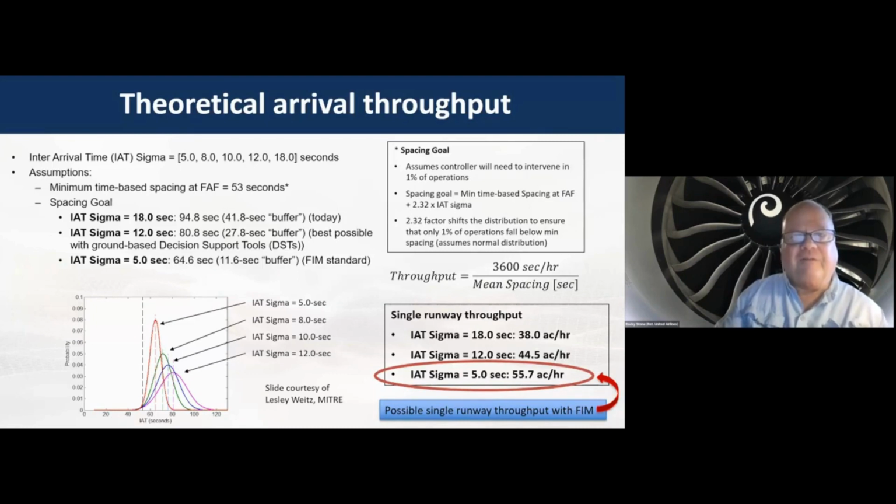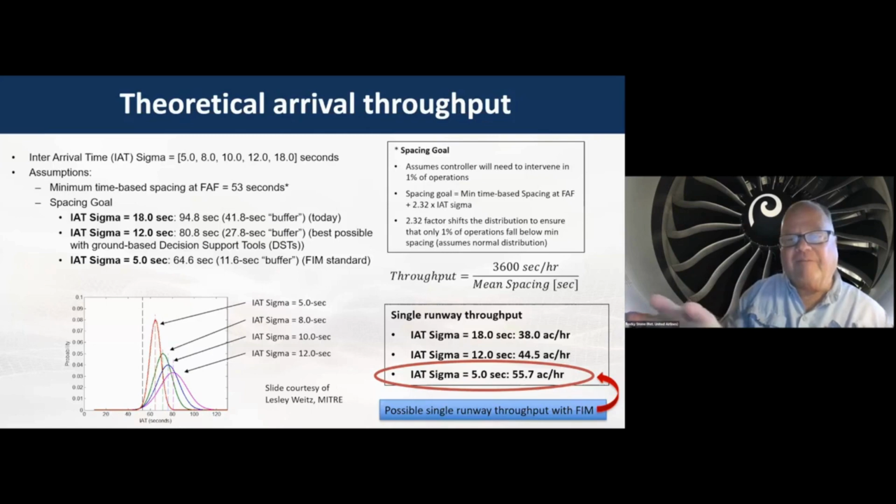And then these next two examples are what we could see with the best possible ground-based decision support tools, and we think you can get that standard deviation for the inter-arrival time down to 12 seconds. That would be a pretty significant throughput increase, up to 44 aircraft per hour. But if you can meet the inter-arrival time standard deviation that FIM has in the standard in DO-361 of 5 seconds, you could theoretically get up to 55 arrivals to a single runway per hour.